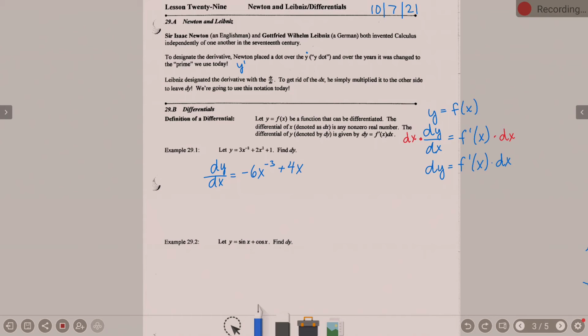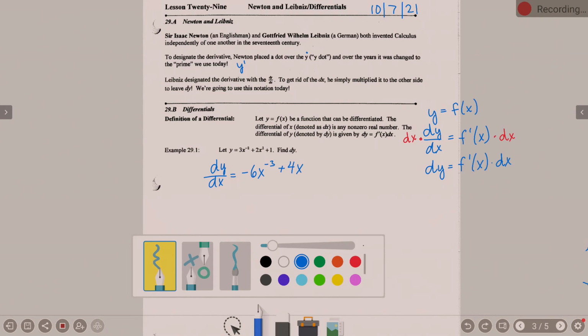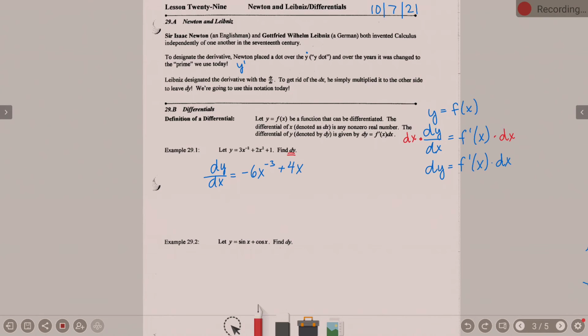Now, the idea is this question asked us to find what? dy. So just using our basic algebra skills, how can we find dy? If it's dy divided by dx, how do we get dy by itself? Multiply by dx. If I multiply one side by dx, we're going to multiply the other side by dx.